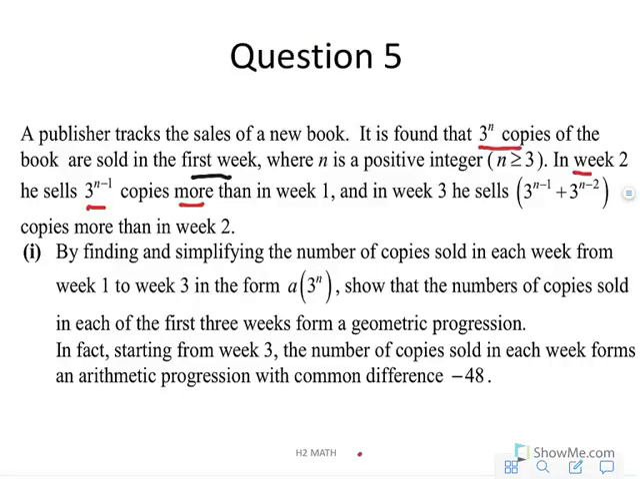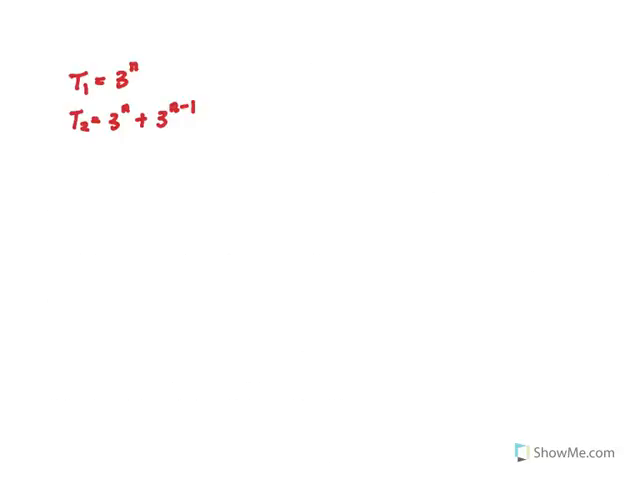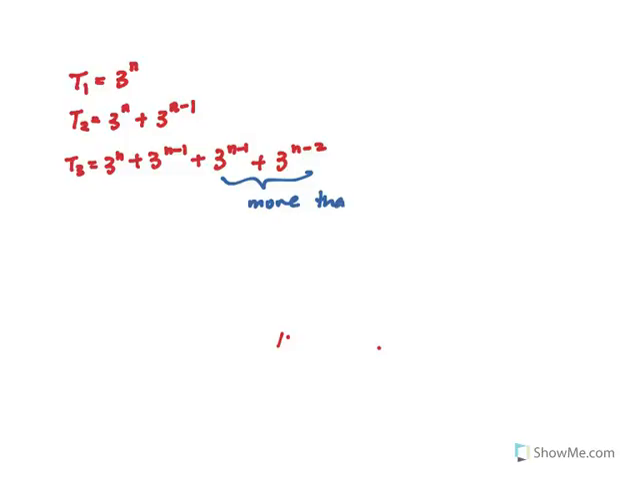And in week 3, right, I sell 3 to the power of n minus 1 plus 3 to the power of n minus 2 copies more than in week 2. This means that my week 3 will include what I have in week 2. On top of that, I have 3 to the power of n minus 1 plus 3 to the power of n minus 2 copies more. So this is the part that is more than week 2. And in week 2, we have this one, which is more than week 1.